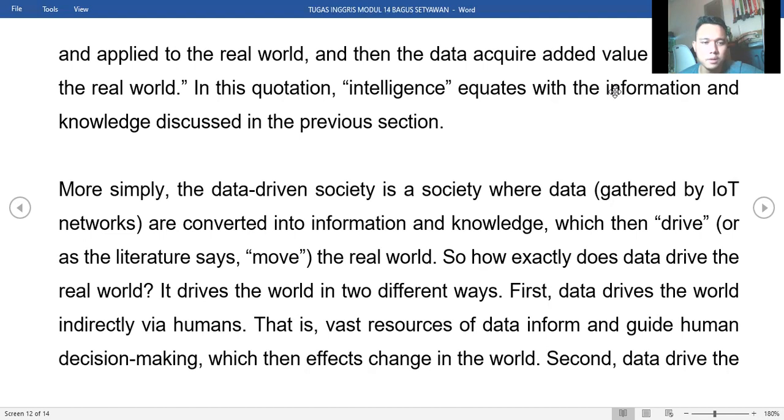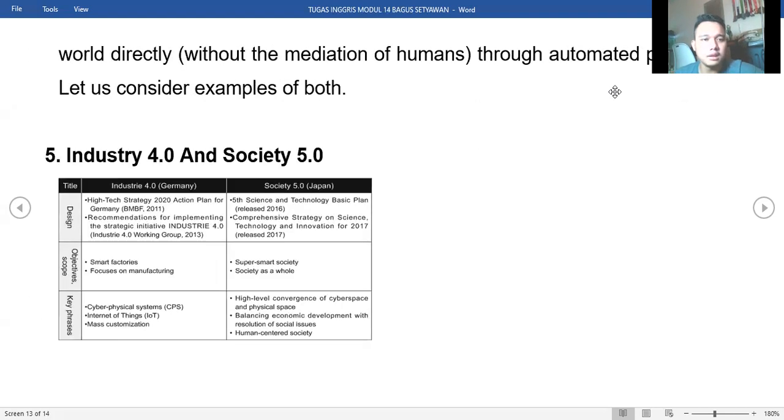First, data drives the world indirectly via humans. That is, it serves as a resource of data to inform and guide human decision-making, which then affects change in the world. Second, data drives the world directly without the mediation of humans, through automated processes. Let us consider an example of both.